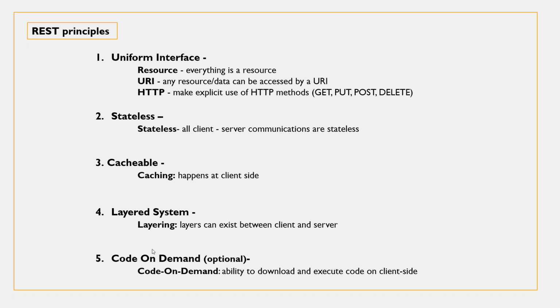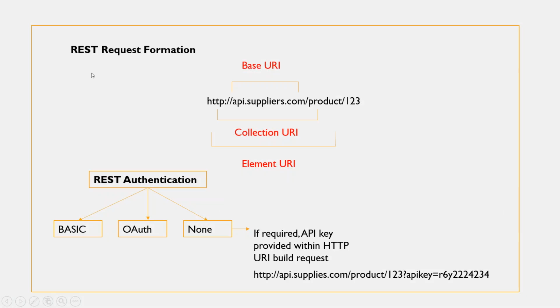Clear? And then the fifth principle is code on demand. This is actually optional. So this provides the ability to download and execute code at the client side. The code on demand constraint allows clients to be extendable by downloading and executing code. Say for example, the client requests a resource and the server returns the resource with some JavaScript. Right? So these are the REST principles, and a web service that follows these principles will form a REST web service.